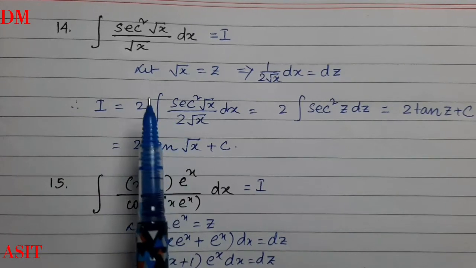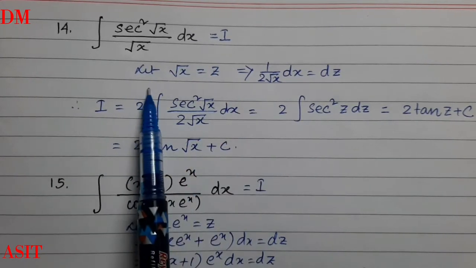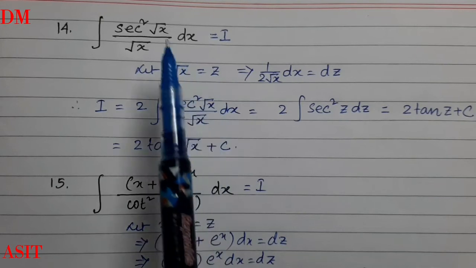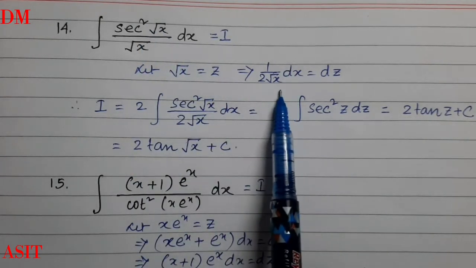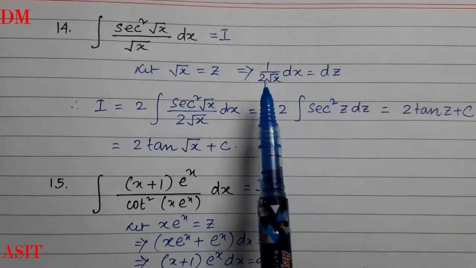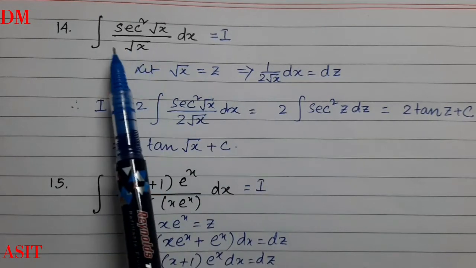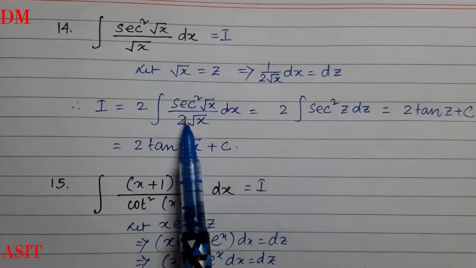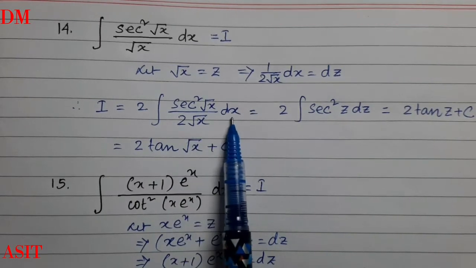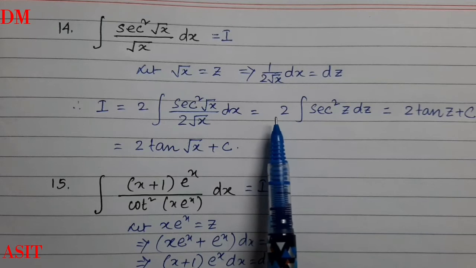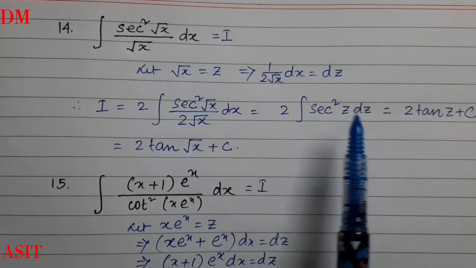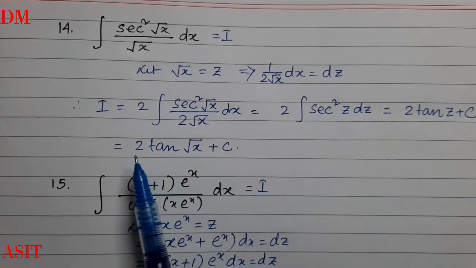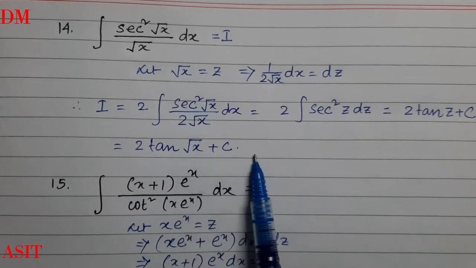So if you have solved this, let's see what the answer is. Let root x equal z. I will consider root x as z. We know the differentiation of root x is 1 by 2 root x dx. So this will be dz. That means we need to adjust this 2, because there is no 2 here. So we need to multiply by 2 and divide by 2. So this will be secant square root x by 2 root x into dx. So this will be 2 into secant square z dz. Now we know that the integration of secant square z is tan z. So now this will be 2 tan root x plus c.